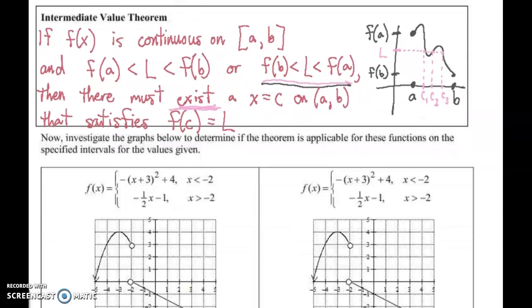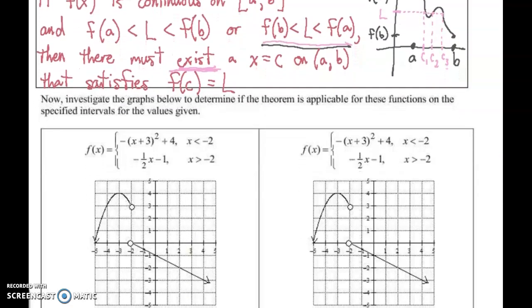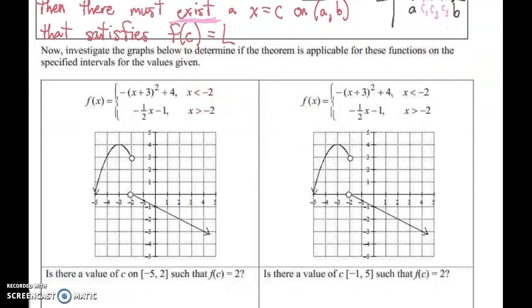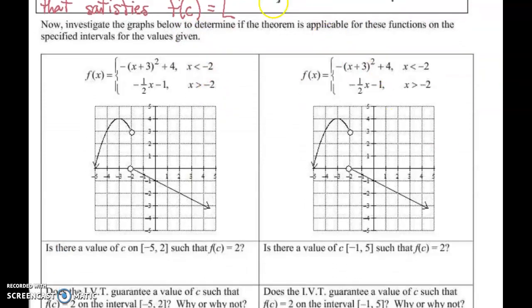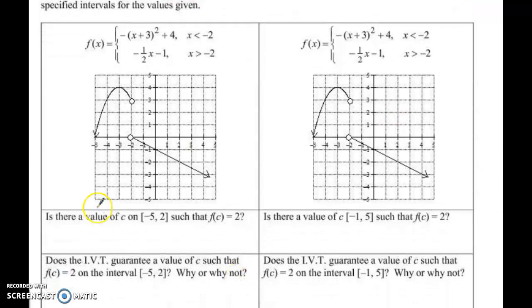And this is going to take some practice to figure out. So right now they're just asking you to investigate a few problems. There's basically two situations that this guy wants you to look at. So between -5 and 2, let's go with red. So -5 is right here, to x equals 2 is right here.